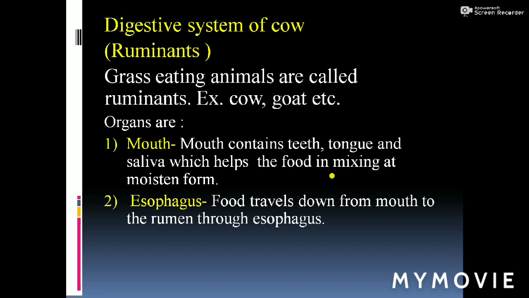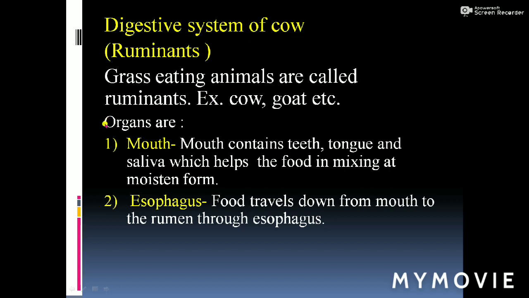So first of all, we should know what are ruminants. You see here, grass eating animals are called ruminants. These are grass eating animals. And you see written examples: cow, goat, etc. You can add also more, deer also. So you will study in detail the organs of the digestive system of cow.